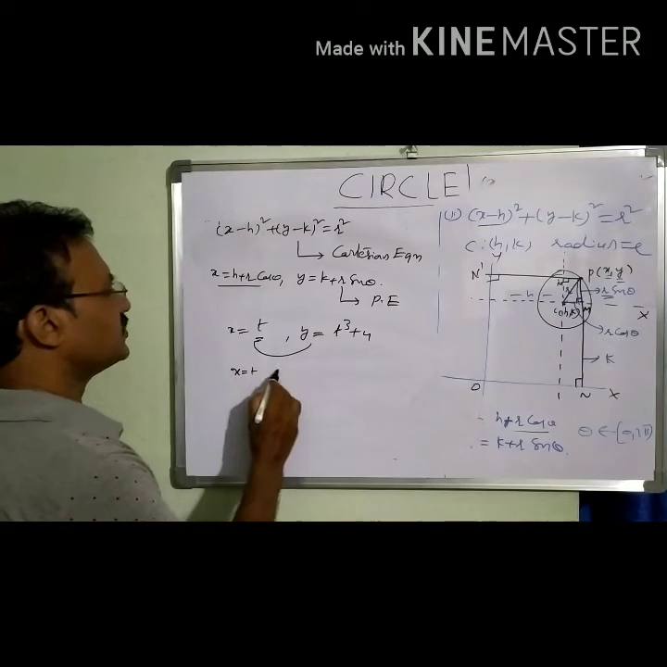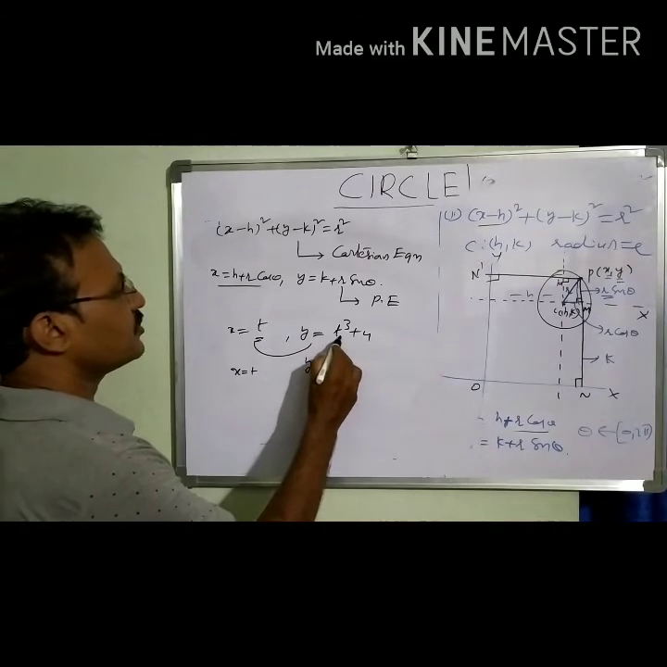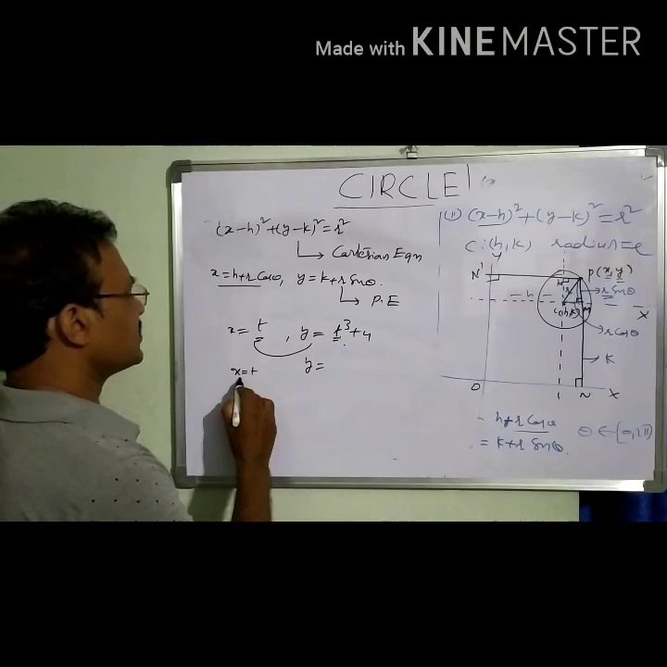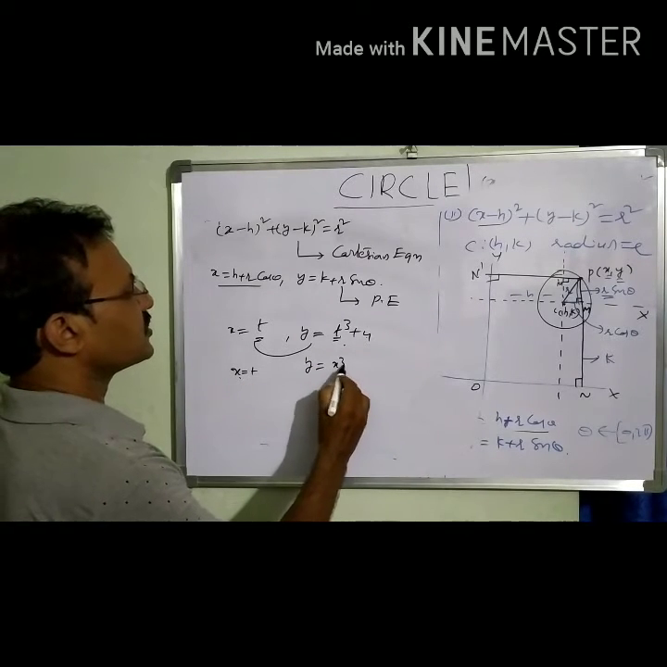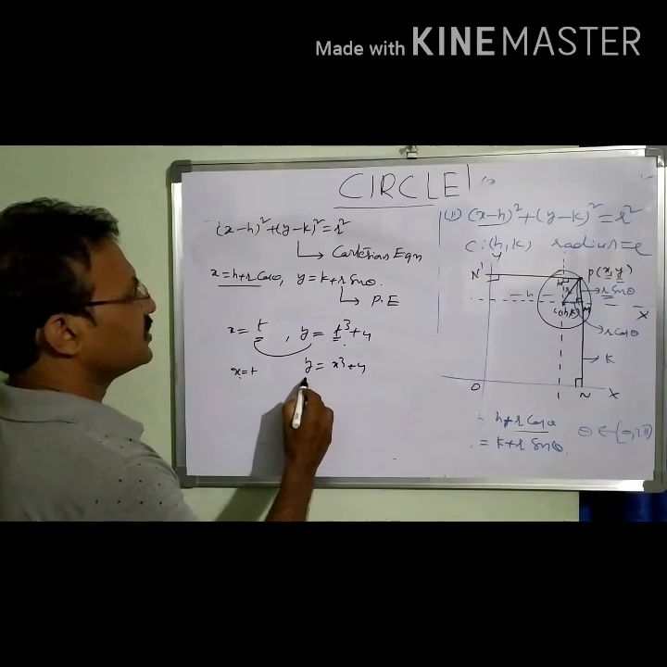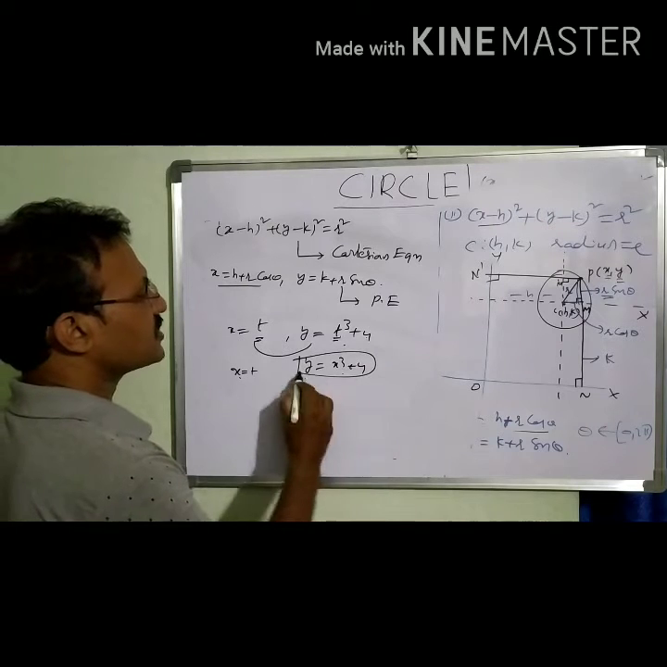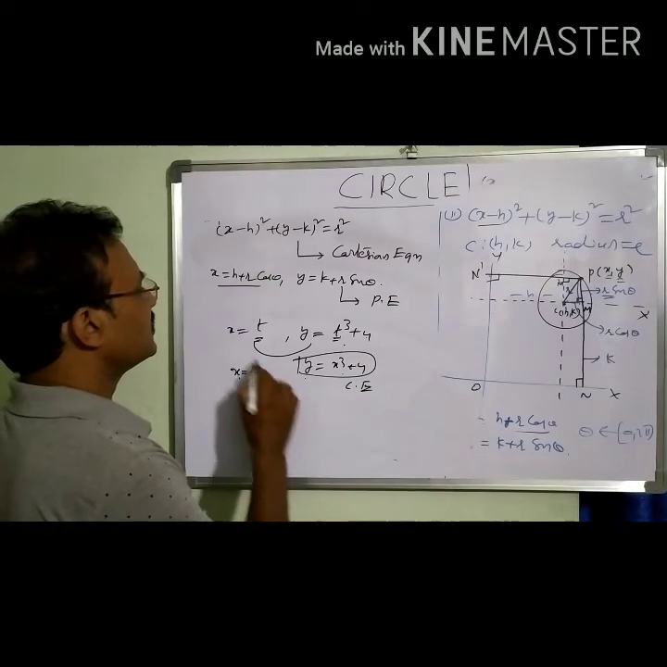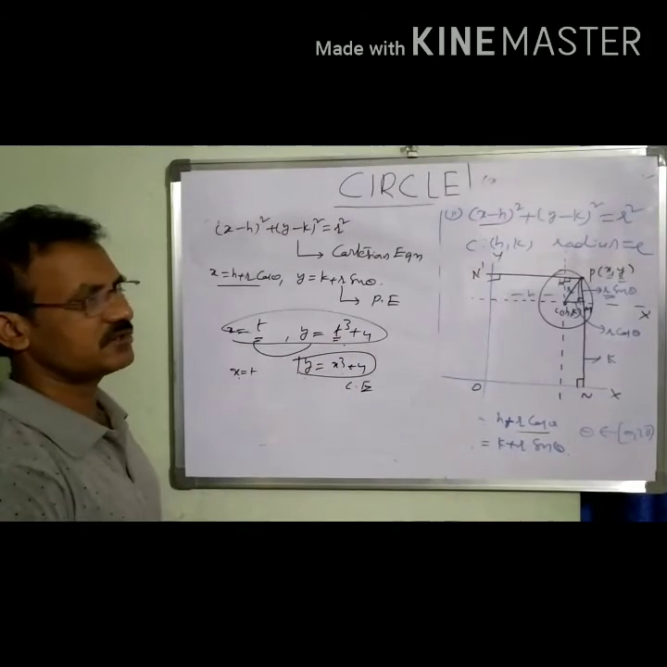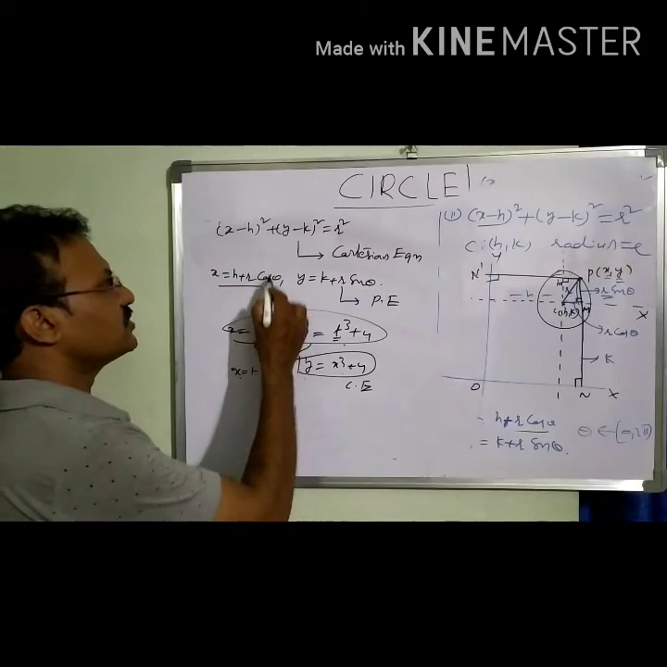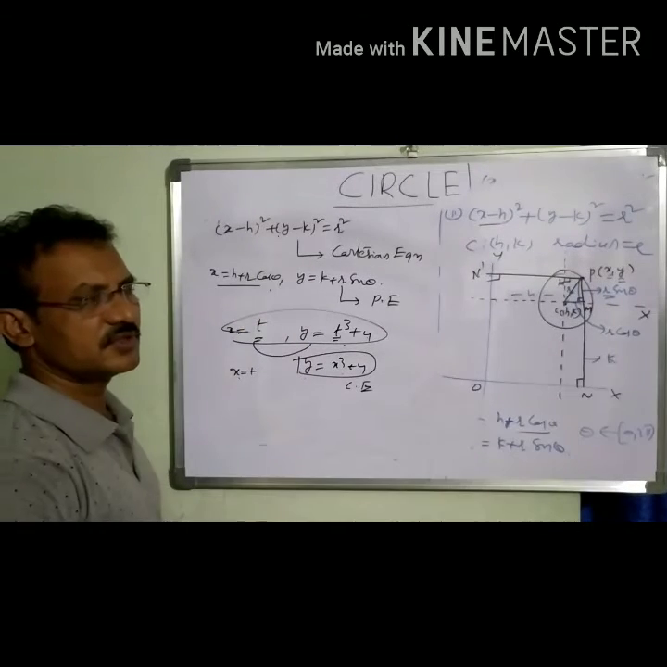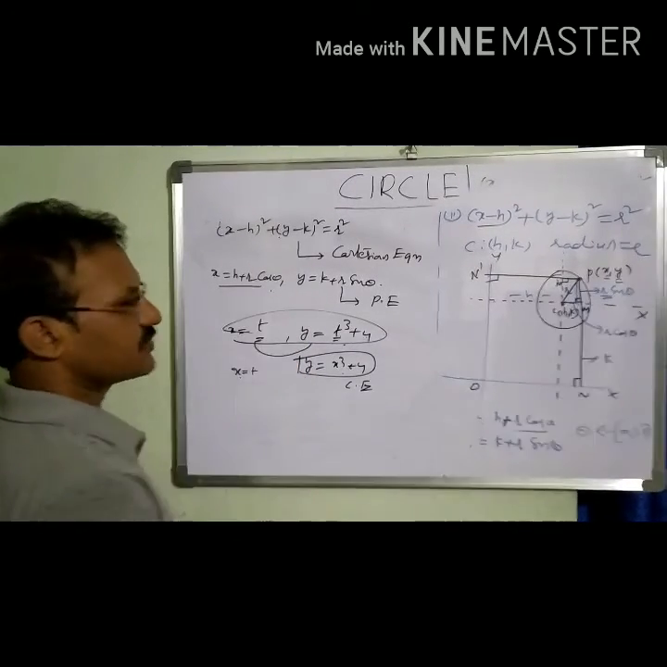Here as x is equal to t, y is equal to t cube plus 4. T cube means t is x. Therefore substitute, x cube plus 4. Then y is equal to x cube plus 4 is called the Cartesian equation, and this is called the parametric equation. In the same manner, we can change one equation to the other equation by suitable transformations.